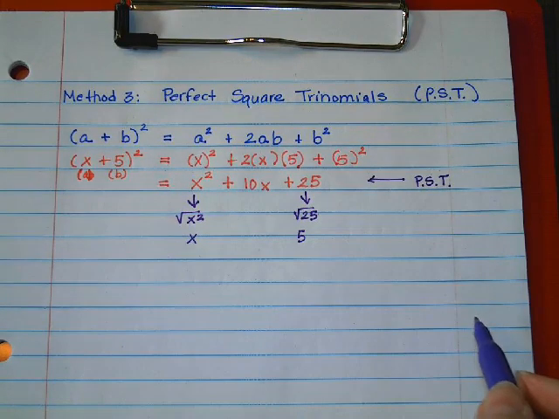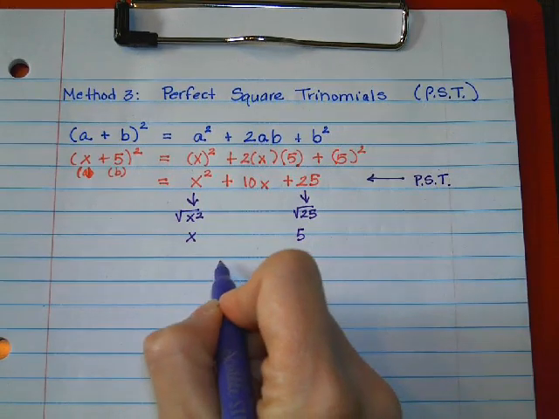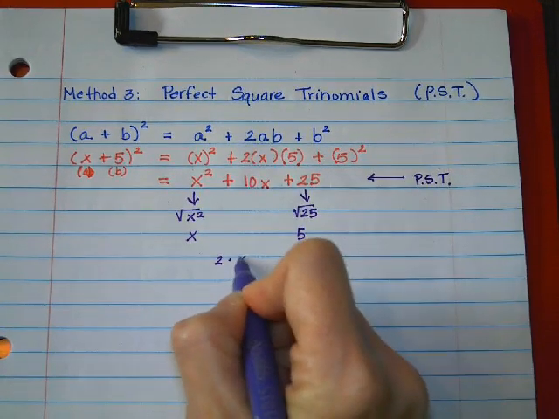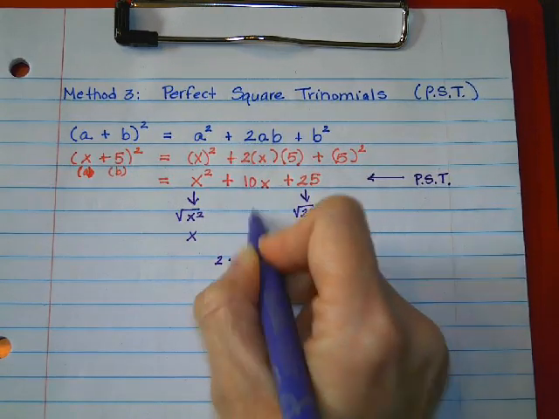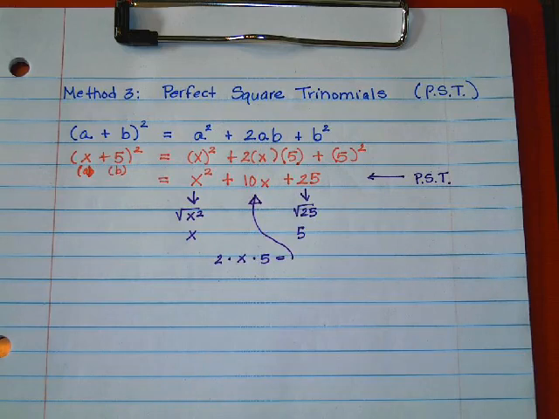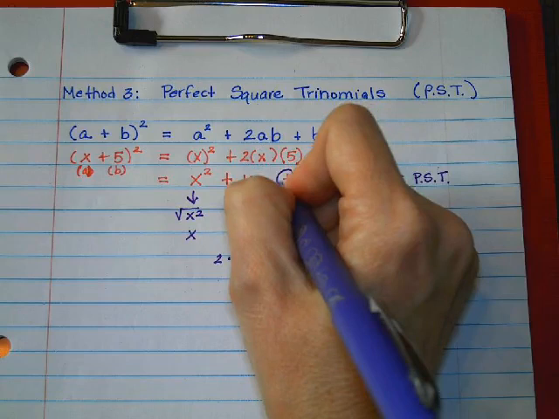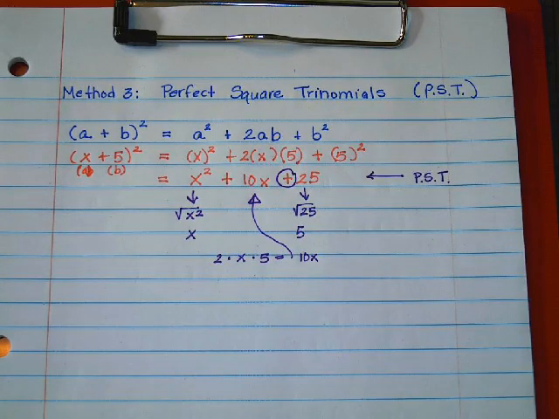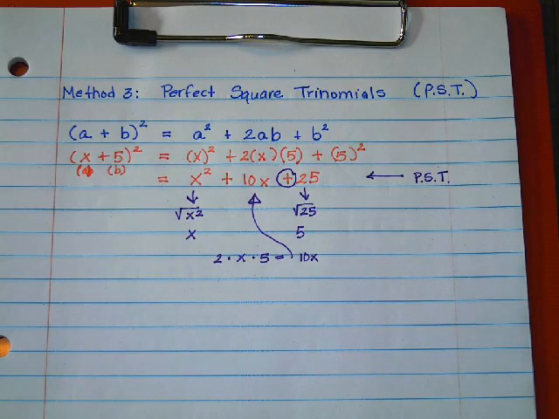But to be 100% confident that we have this, we have to verify that 2 times x times 5 is equal to 10x. And indeed, it is equal to 10x. And as long as our back term is positive, now we know we have the correct answer. So now this would be a PST. So this would factor back to x plus 5 squared.